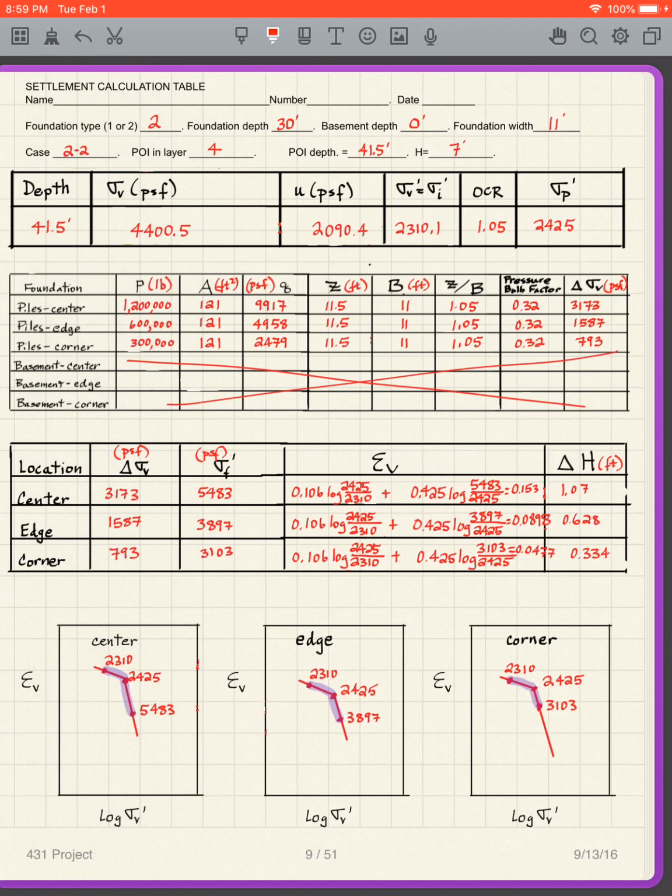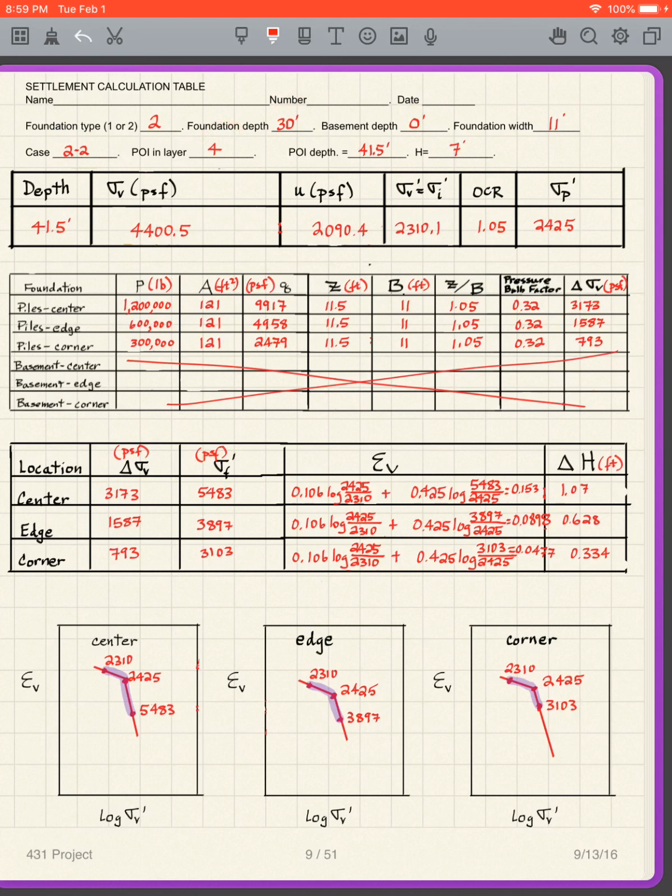What I can do now is look at, well, so now this is an example of case 2-2. So in other words, this is a type 2 foundation. In case 2-2, you can look at the numbers given. The foundation depth is 30 feet. There's no basement. The foundation width, that is the pile cap, is 11 feet. That was given to you. So that's going to be 11 feet. Now I'm going to look at only layer 4.